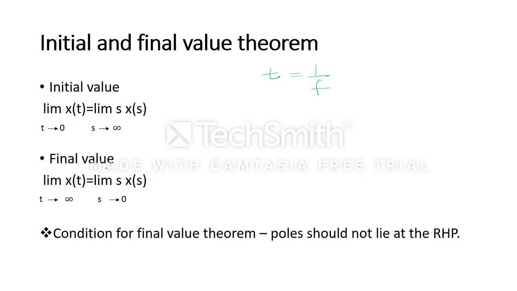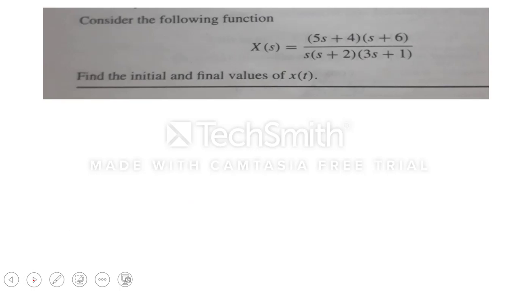Final value means when time tending to infinity, so definitely s will be equal to 0, inverse of that. But for the final value theorem, the condition is the pole should not lie at the right side. The pole should always lie at the left side, then only we can find the final value. Otherwise, at the starting only we can say that final value will not exist.